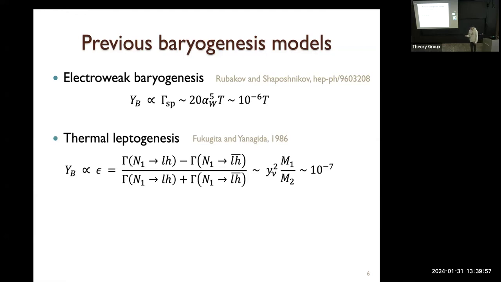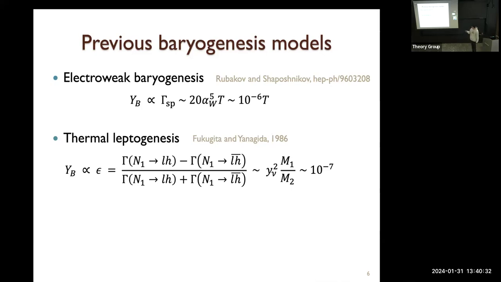Another conventional baryogenesis model is leptogenesis, and I especially consider thermal leptogenesis. Then the baryon yield is proportional to this epsilon parameter, which is the difference between the rate of the right-handed neutrino decaying to matter and the rate of decaying to antimatter, divided by the sum of these. This epsilon parameter can be roughly given by a Yukawa coupling squared and the mass ratio of the two different right-handed neutrinos.